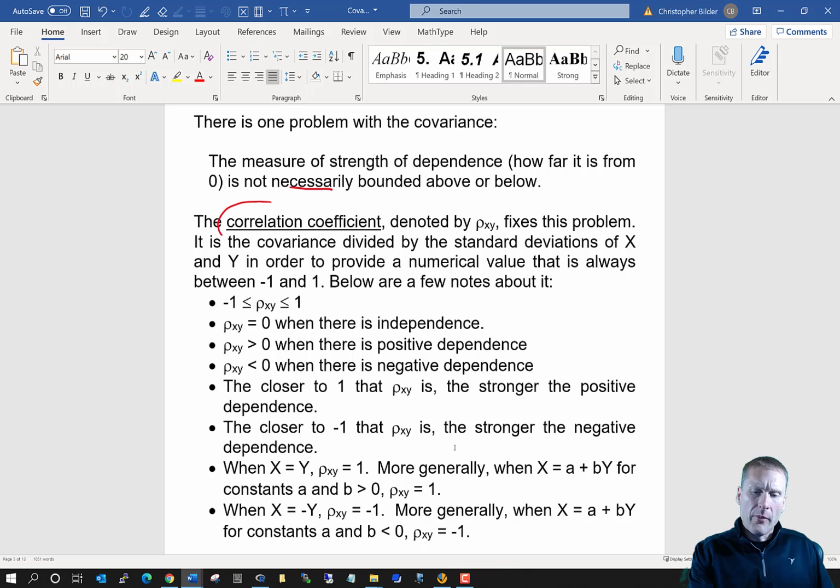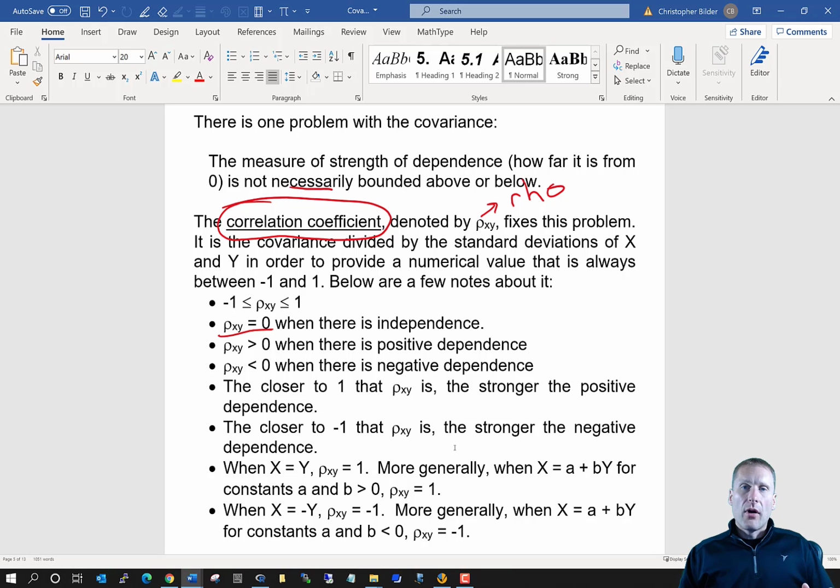So a fix to that problem is to rescale the covariance by dividing it by the standard deviation of x times the standard deviation of y. When you do that, you have what's called the correlation coefficient. This correlation coefficient is always between -1 and +1. I'm going to use the Greek letter rho, that is not a P, that's the Greek letter rho, to denote the correlation. Most people commonly do that. When the correlation between x and y is equal to 0, that means you have independence, just like what we had with the covariance.